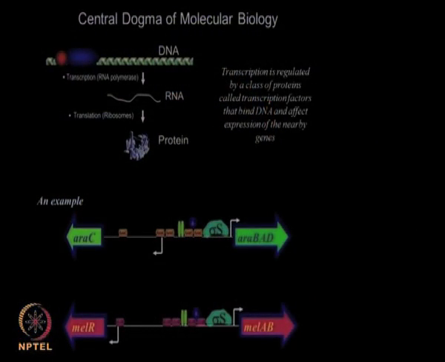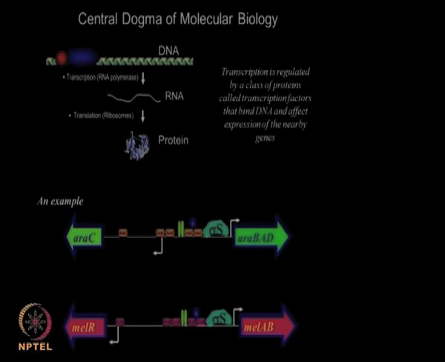According to the central dogma of molecular biology, DNA gives rise to RNA through the process of transcription, and this process is facilitated by the binding of the RNA polymerase as well as a number of other transcription factors which bind to the upstream regions of the DNA, as you can see, and control the expression. And RNA can give rise to protein through the process of translation with the help of the ribosomes.